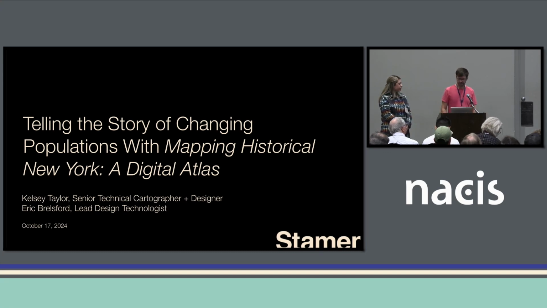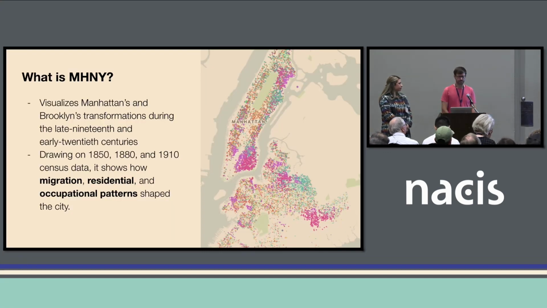We're here to talk about a project that we worked on at Stamen Design called Mapping Historical New York. This is a project that we worked on with Columbia's Center for Spatial Research. It's an online map that shows how New York City's population changed over time.